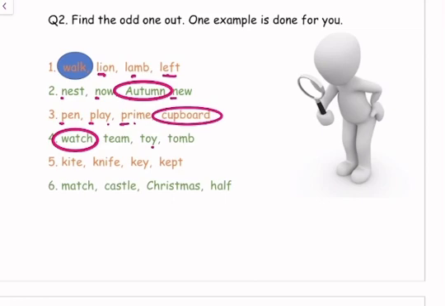Number 5, kite, knife, key, cap. क्योंकि हम देख सकते हैं कि इस तीनों में क की साउंड आ रही है लेकिन knife में K silent है. Number 6, match, castle, Christmas, half. So, match, T silent, castle, T silent, Christmas, T silent. So, these three are silent T words. And half is different because this is L silent word.